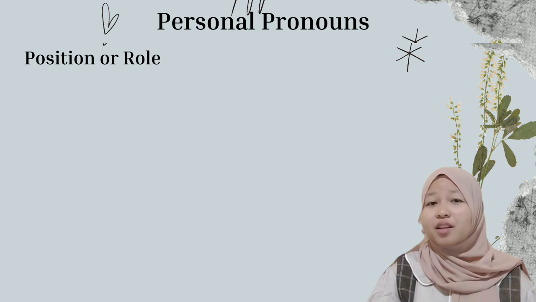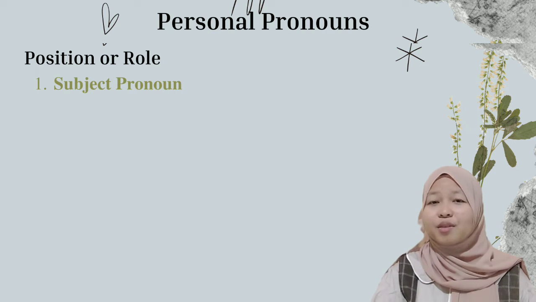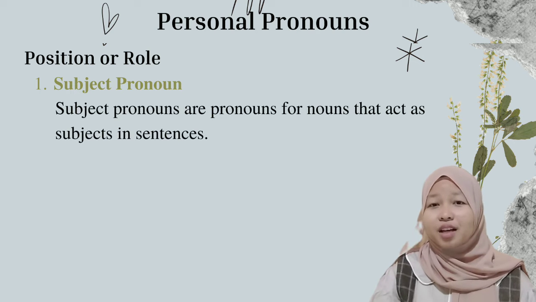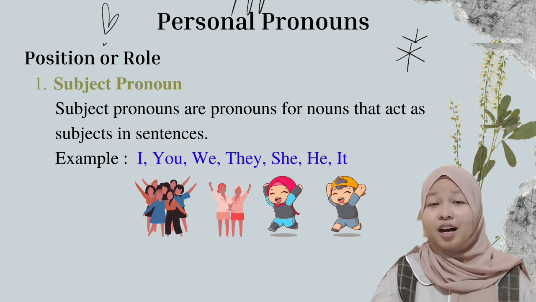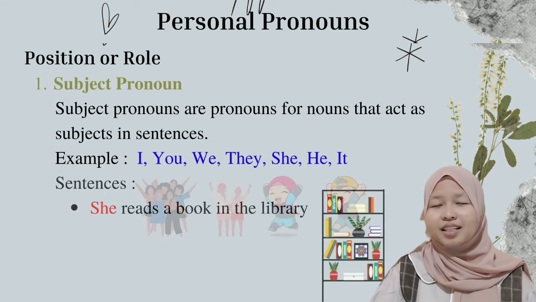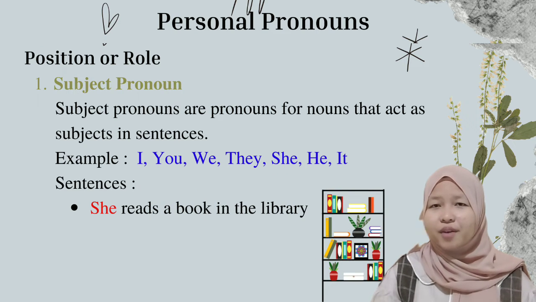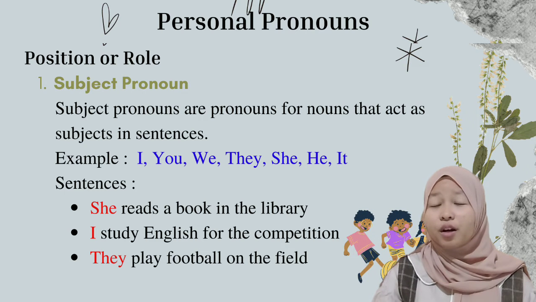The first is personal pronouns according to their position or role in a sentence, as follows. Number 1 is subject pronouns. Subject pronouns are pronouns for nouns that act as the subject in sentences. Examples of these pronouns are I, you, we, they, she, he, it. Example sentences: She reads a book in the library. I study English for the competition. They play football on a field.